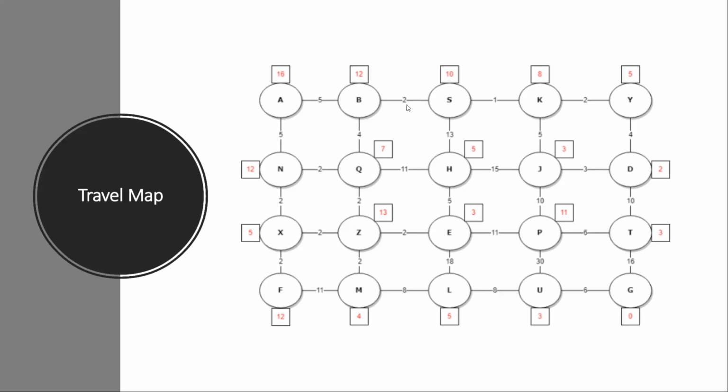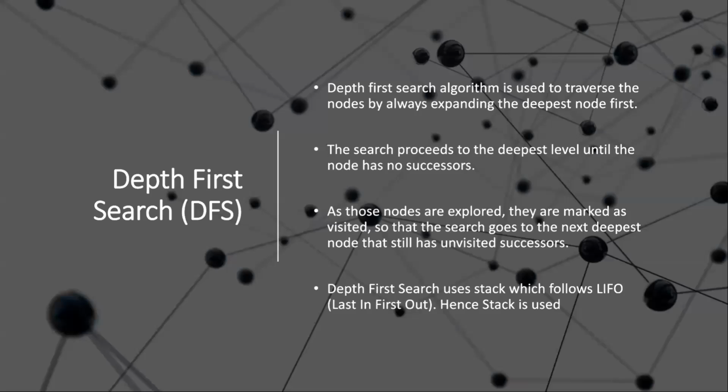So we are considering this travel map, and we have implemented 5 different search algorithms, and we would like to present them one by one. The first algorithm we would like to present is the depth first search algorithm. It is used to traverse the nodes by always expanding the deepest nodes first. It goes to the deepest level until it doesn't find any successors or child nodes. As these nodes are being explored, they are marked as visited so that they don't reappear in the final output. And next, the search goes to the next deepest node until all the successors become visited.